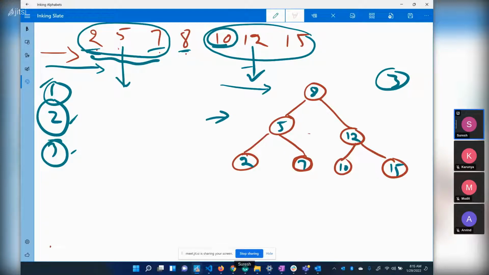Hey Aravind. Hey Suresh. Yeah, man. We just started discussing a new algorithm, so you just came at the right time.